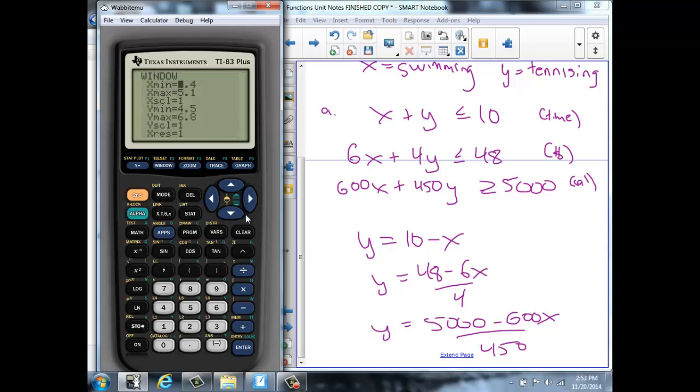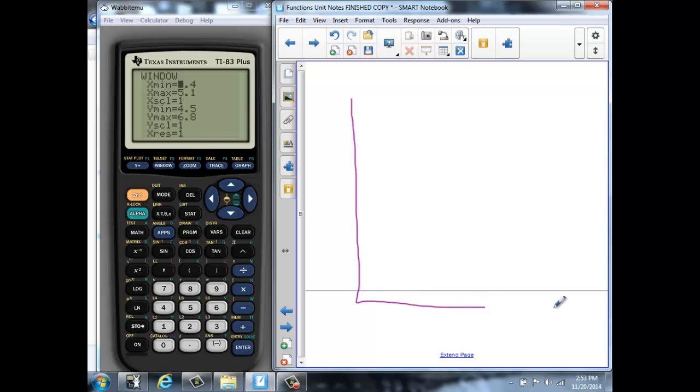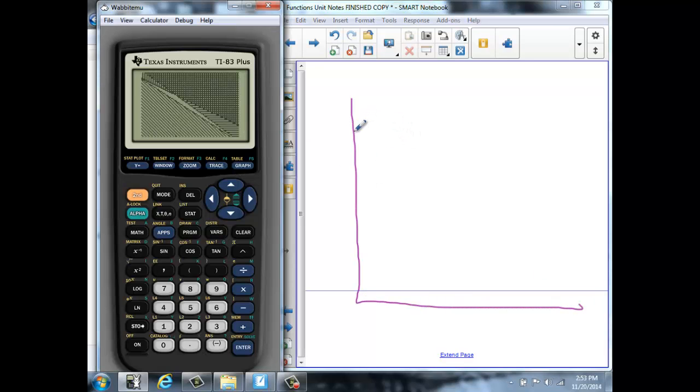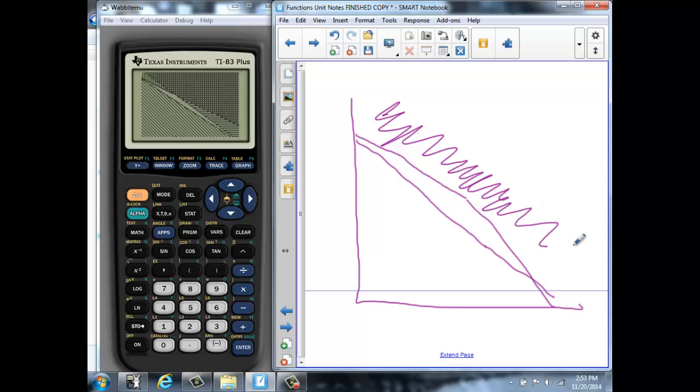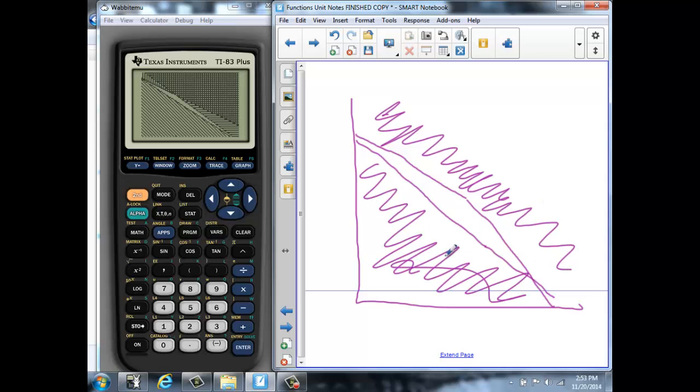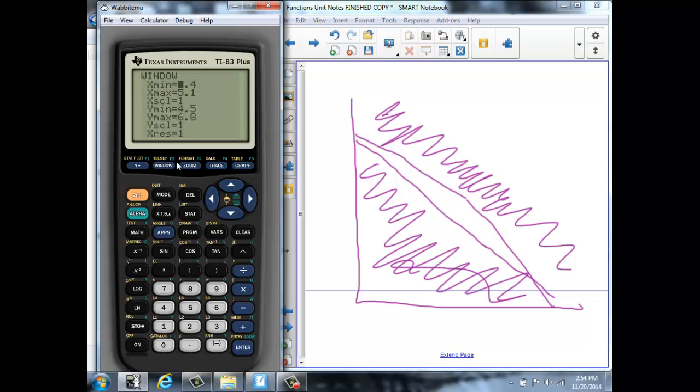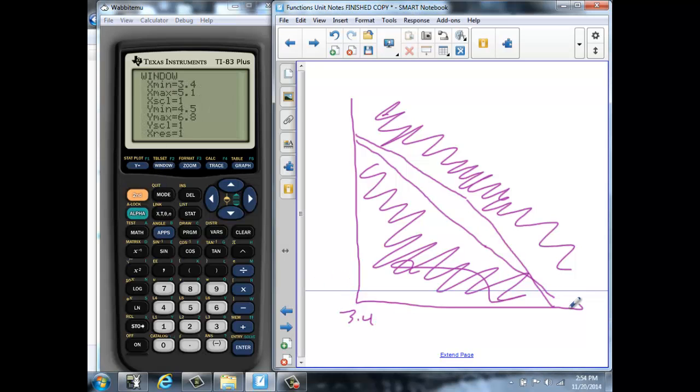So here's what I've got for my window. Try what my scale is here: 3.4 to 5.1, 4.5 to 6.8. But here's the thing. If you have a different window size, I don't care, because here's what I want you to draw. You're going to draw a graph that looks like this, this, this, and you're going to shade everywhere else on both sides. Okay, and then you're going to tell me your window sizes went from 3.4 to 5.1, and from 4.5 to 6.8.